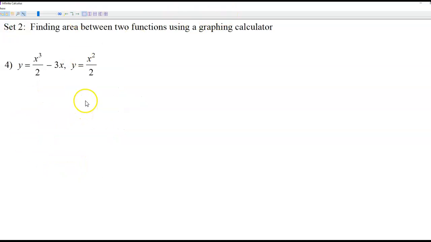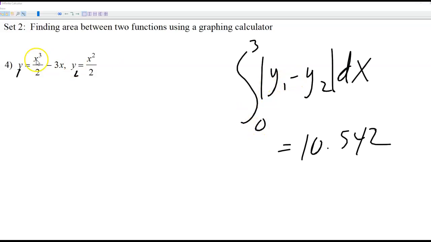Now, here's one for you guys. I would practice this using your keystrokes. So go ahead and pause the video here, and when you're all done, I will show you the setup and the answer. And so here's your setup. It doesn't really matter which one you would call y1 and y2, but the cross points you should have found were the first cross point was 0, the last one was 3. We're going to put some absolute value bars around the 2 functions being subtracted, and then boom, calculate that in a calculator: 10.542. Okay.